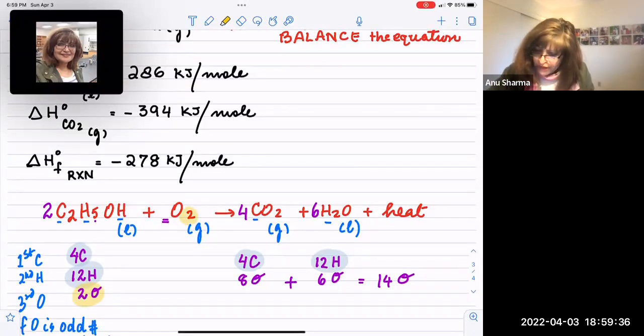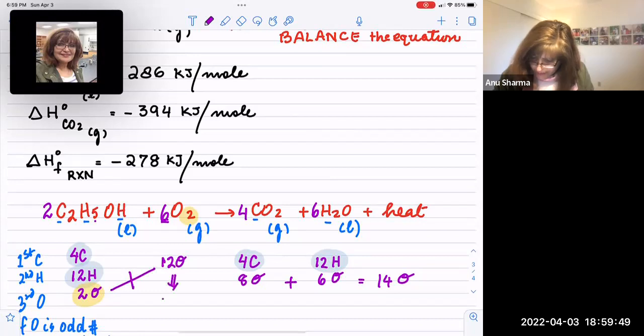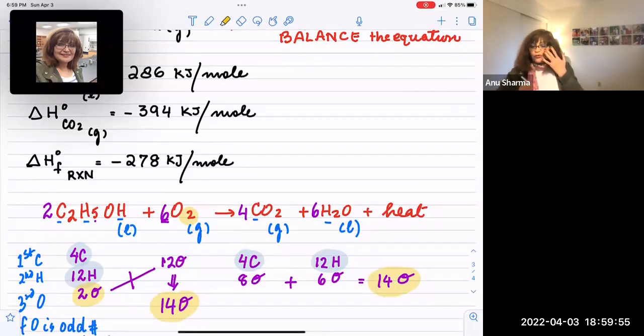So total of 4. So if you put 6, 6 2s are 12. If you put 6 here, so this becomes 12 oxygen plus, so this becomes 14 oxygens. Okay, so that balances the oxygens also, 14 oxygens on both the sides. So this is your balanced equation.